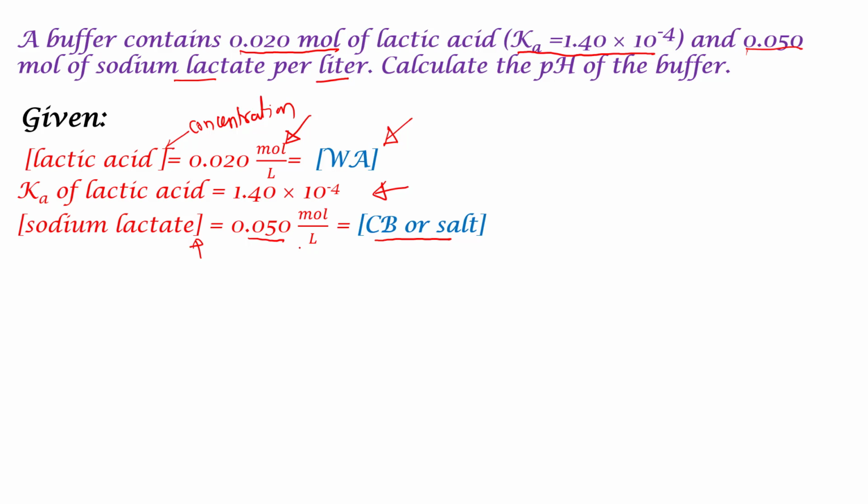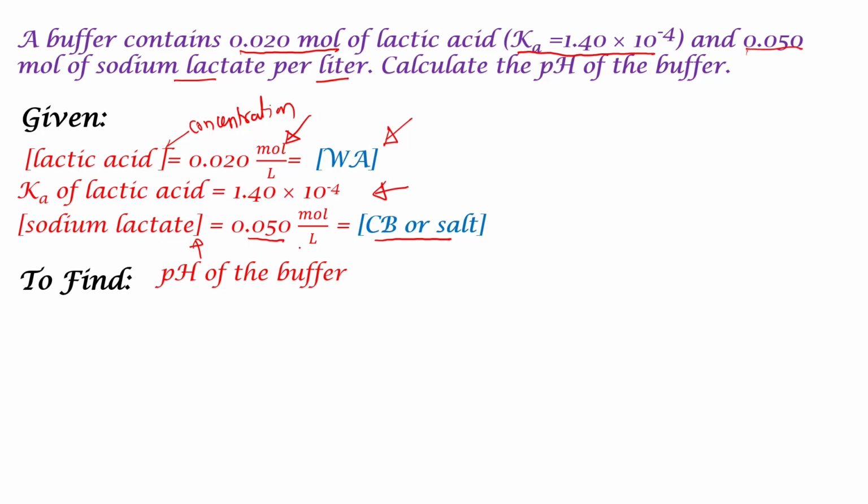Now we're going to document what we are asked to calculate. What we are being asked to calculate is the pH of the buffer. So we have to figure out the pH of the buffer. Given all these parameters, we are given the concentration of the weak acid, we are given the concentration of the conjugate base, we're given the Ka of the weak acid, and we're asked to calculate the pH.